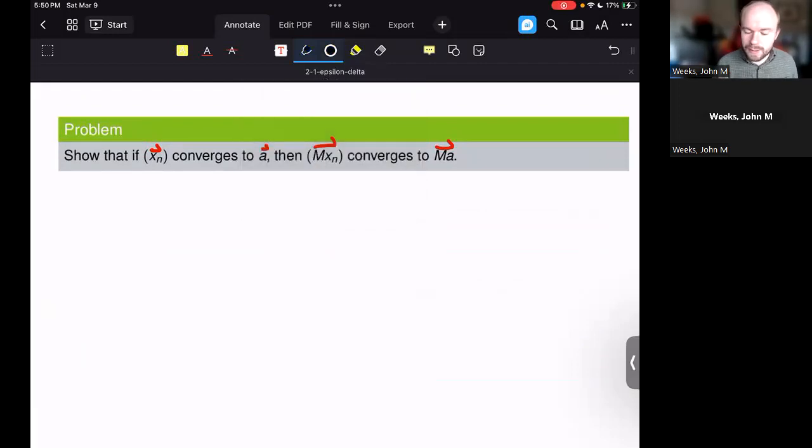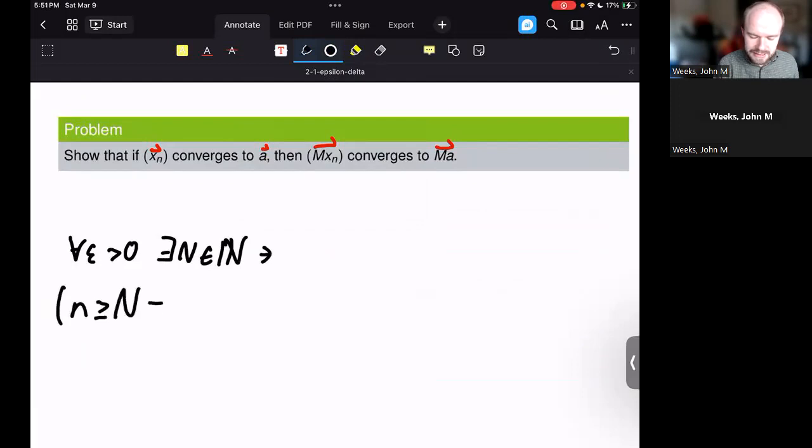Now we can go through and write out what this is in terms of our start and our end column. We're going to have, starting with, for all epsilon greater than 0, there exists a cutoff point n such that whenever n is greater than or equal to n, that's going to imply that the distance from x sub n to a is less than epsilon.